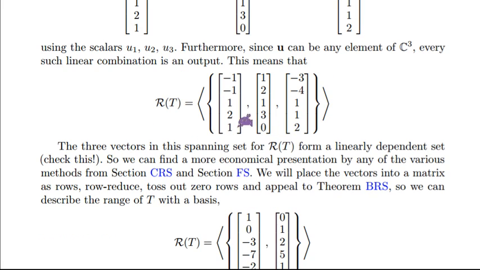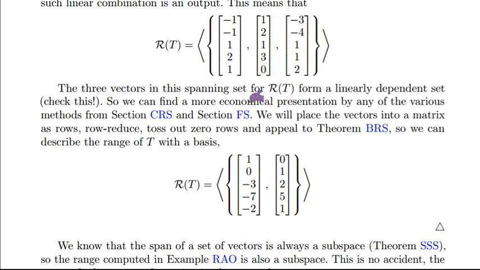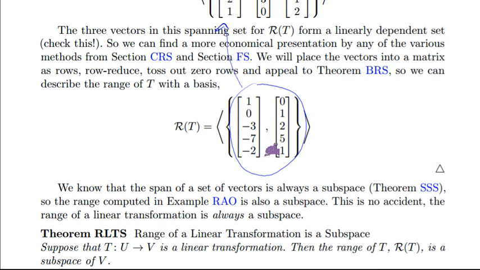Now, it turns out that these three vectors are not linearly independent, they're linearly dependent. Using methods that we've seen before, you can find a basis for these. If you remember, we can turn these column vectors into row vectors and then row reduce, and that will give us a basis. So these two vectors form a basis of this range, and we can see that the range is a two-dimensional vector space.